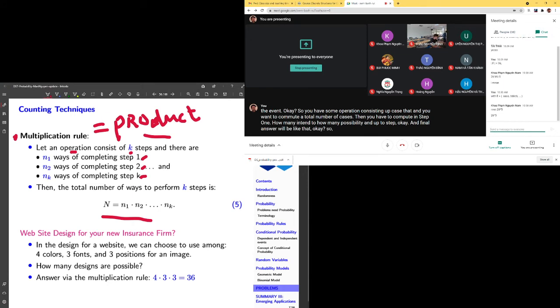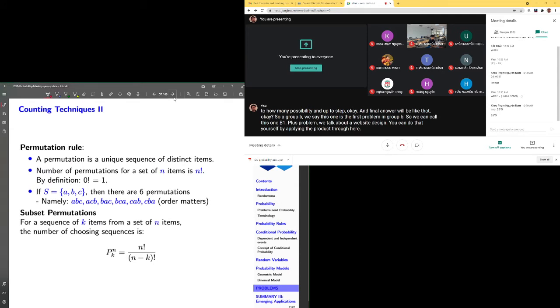So group B, we say this one is the first problem in group B. So we can call this one B1, first problem. We talk about website design, and you can do that yourself by applying the product rule here. So we move fast here, okay, because there are more important ones.